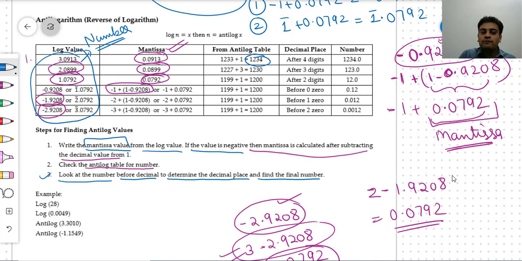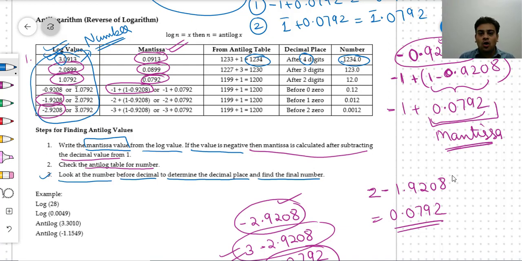Which number do you have to look at? You have to look at the log values, at the number before the decimal. Since this number is 3, how many digits should be there before the decimal? That should be 4. If you remember, in the case of log, if my number is a 4-digit number, we use characteristic 3. So here my characteristic is 3, so my number should be a 4-digit number. That is why we put the decimal after 4 digits. My number is 1234, so I put a decimal after 4 digits: 1234.0. This is your final number.